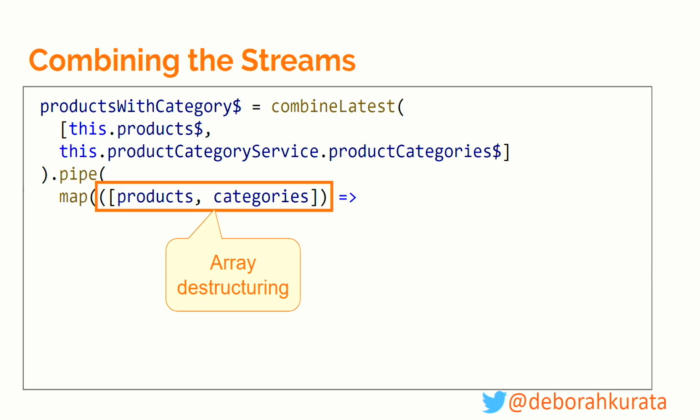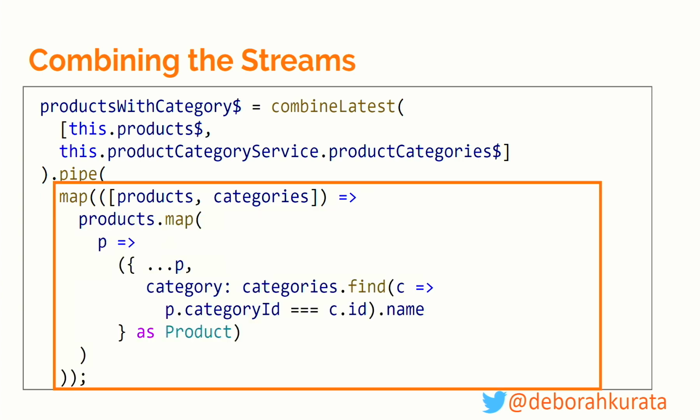So the first thing I'm doing here is using array destructuring to assign a variable name to each element of the array, because it's easier than using the array syntax. What is array 0 versus array 1? What does that mean? Here I can actually give them variable names. Then I am using the products array that this is giving me back, and I'm using the array map function to map each product in that array.